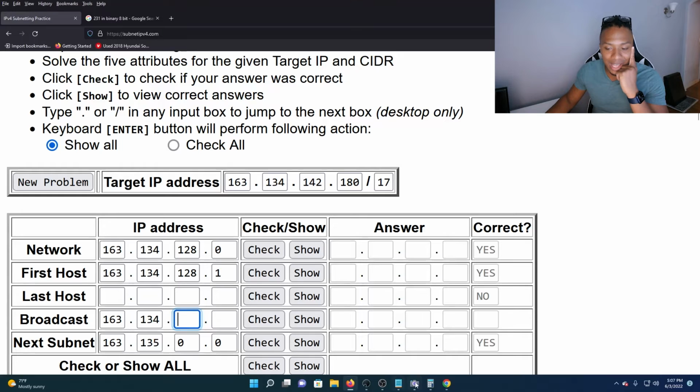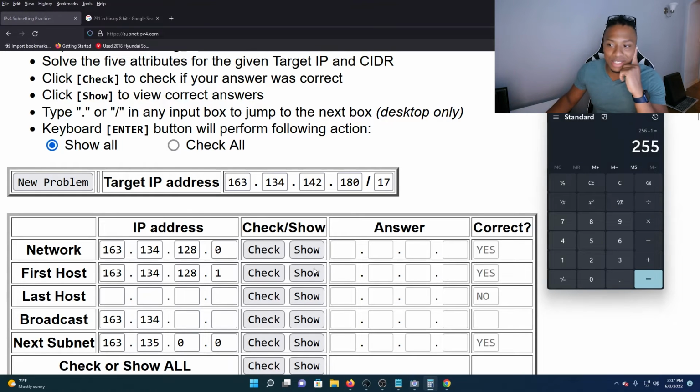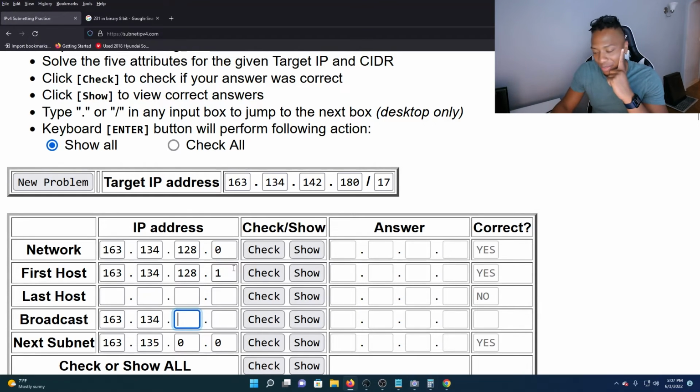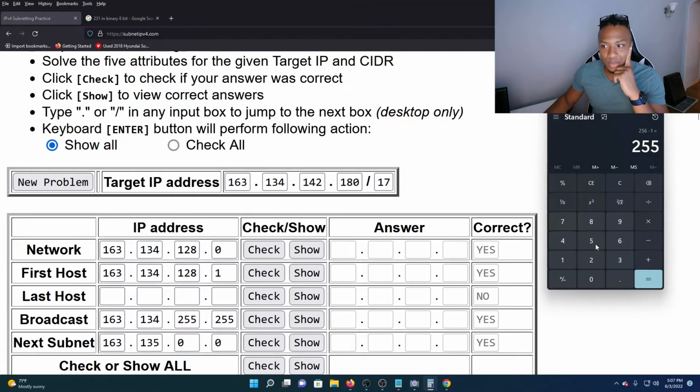So the broadcast, in this case, it's going to be 255.255 because that's the highest we can go. And the last IP is always broadcast. The very last is broadcast, guys. So that's what the broadcast is. That's the highest we can go within this entire network. How did we get there? So remember 255, we got 255 here.